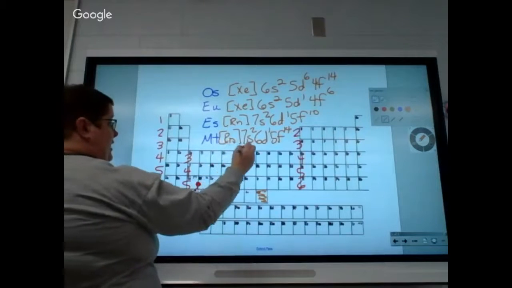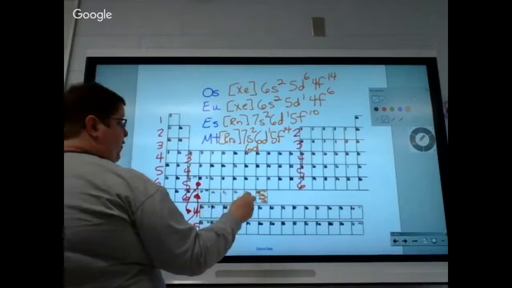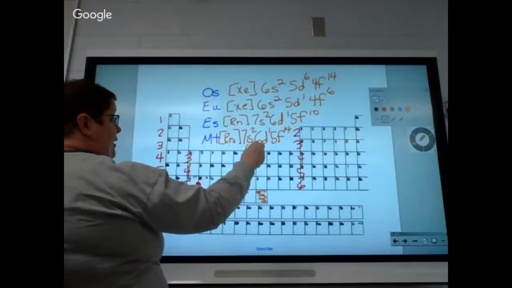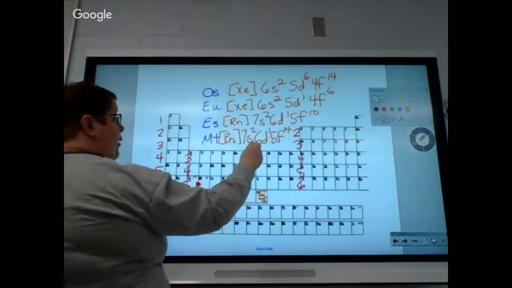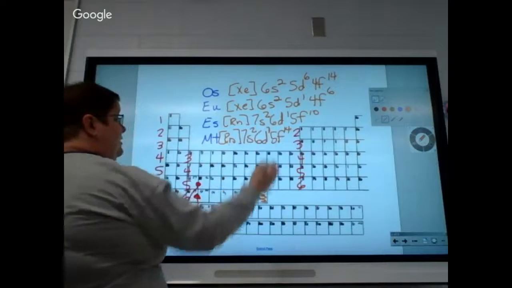So 6d. How many do I have? 1, 2, 3, 4, 5, 6. Now, am I going to write 6d6 and 6d1 up there? No, I'm going to do what with it? I'm going to add it and make it 6d7.